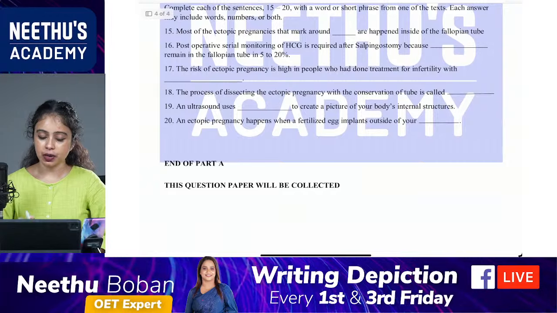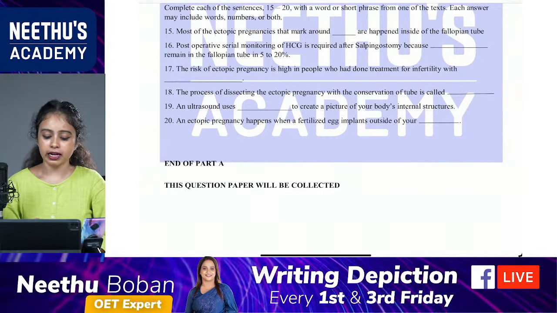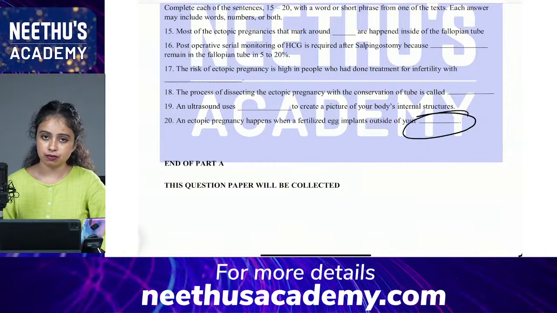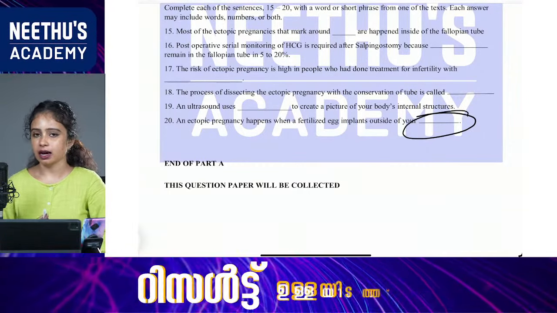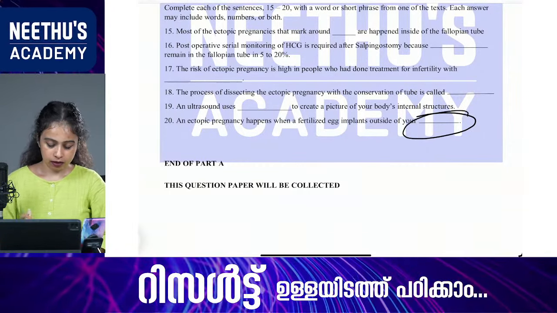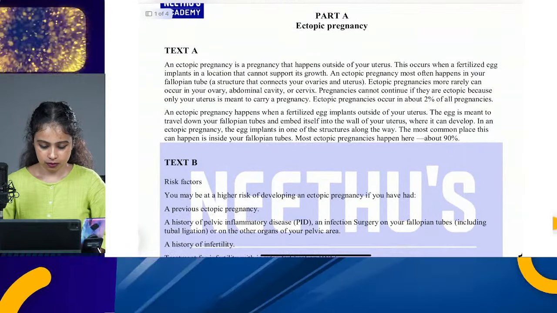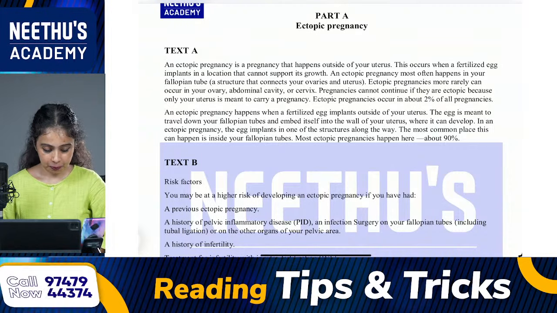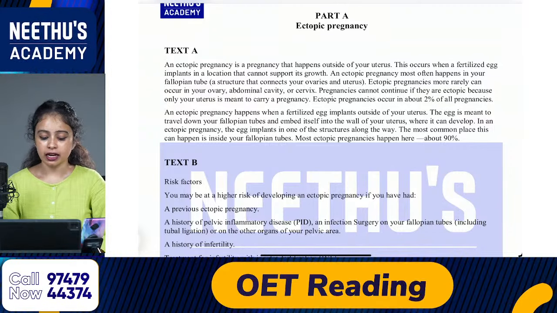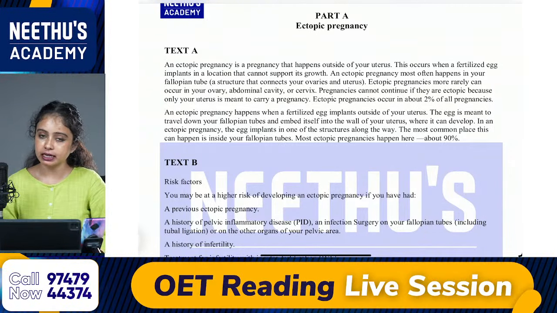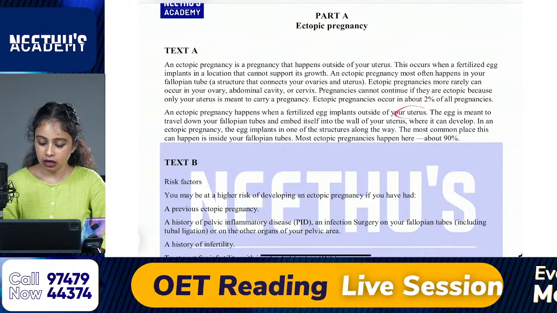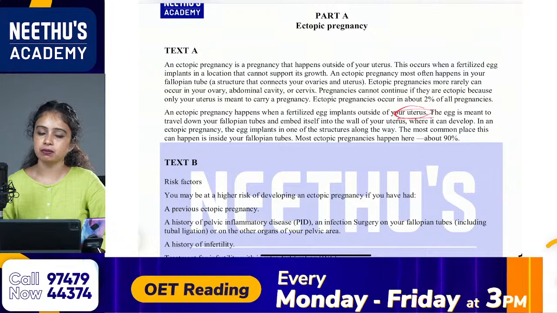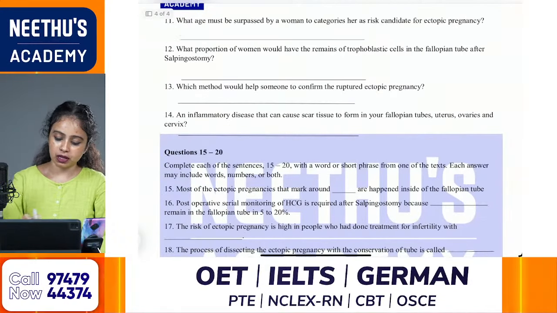Then the last one, 20. An ectopic pregnancy happens when a fertilized egg implants outside your dash. So what is the missing word? Last question. So what is the correct answer? It is from text A. Where is it mentioned in text A? An ectopic pregnancy happens when a fertilized egg implants outside of your uterus. Okay, so the answer is uterus from text A. That should be the correct answer.